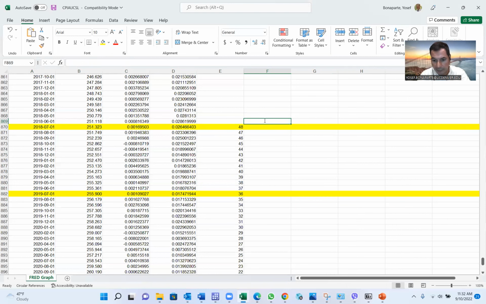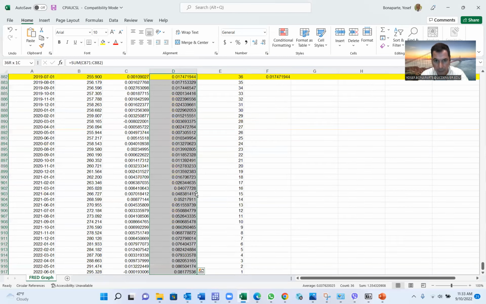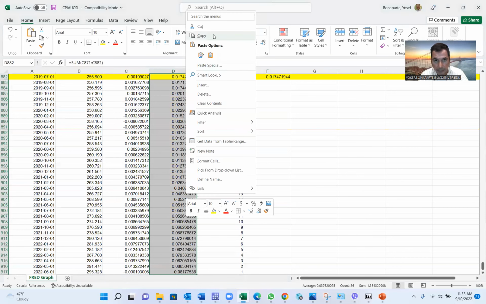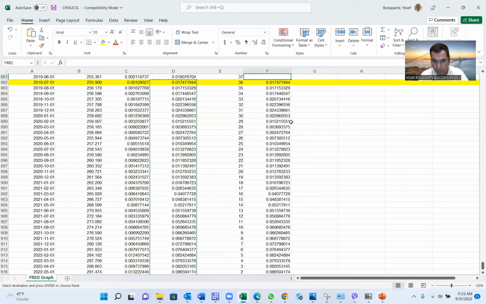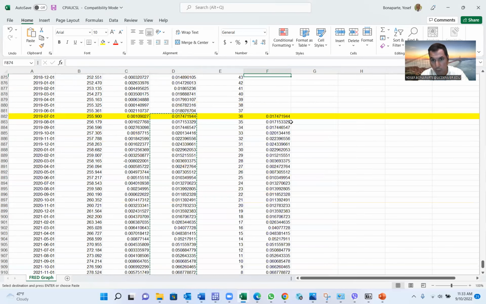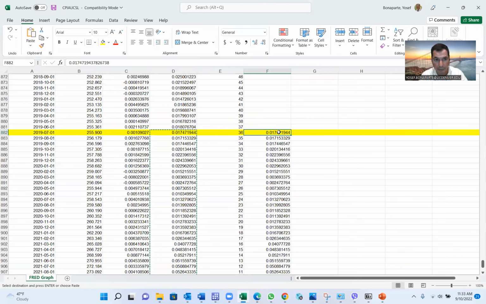So this is CPI, the current inflation, CPI at time t. And this is equal to this one. Enter. Or we can do it like this: right click, copy, and paste values instead of equations, because if you keep equations, you're going to have trouble. You just paste values. All right, that's CPI at time t.